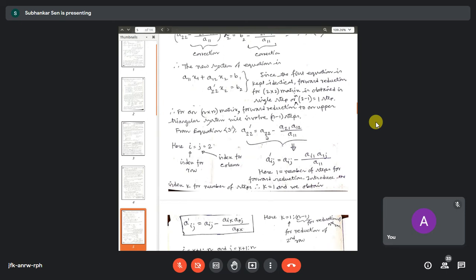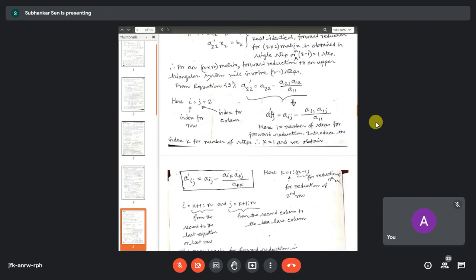Okay. So if it is ij, then we can tell that i is 2 and j is 2. Wherever there is 2, one of them will be i and the other will be j. So this is i, this is j, this is i, this is j. Now after putting the values of i and j, we are left with a dash ij equals aij minus ai1 a1j by a11.